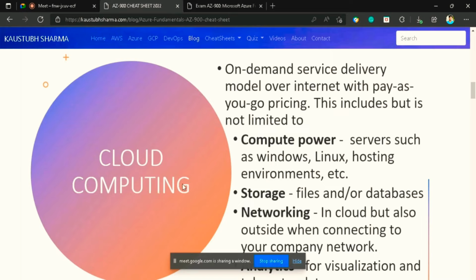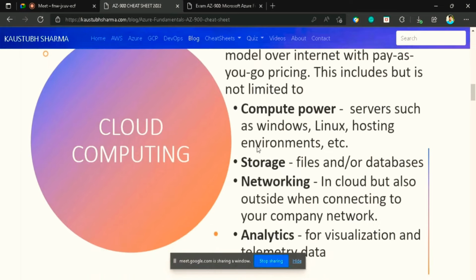So what cloud computing does is provide all those services over the internet, on a rent basis. Rent basis, in technical terms, we call pay as you go pricing. So whatever you are using, you are paying for that only. It provides 4 types of services. First is computing power, meaning it can provide you servers such as Windows, Linux, and Mac OS. Just like if I want a Windows computer to host my website on.